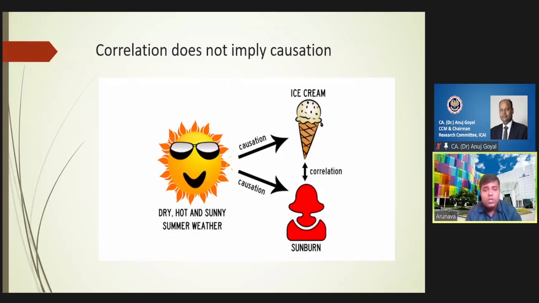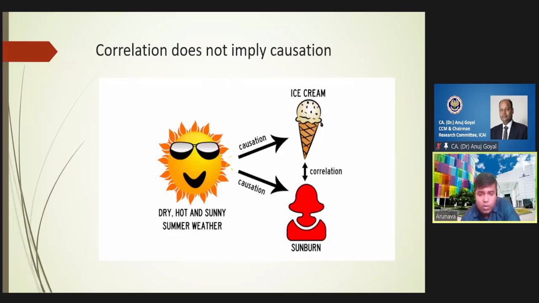So in this figure, you can see that the amount of sunburn and the amount of ice cream consumption both can increase and they can be correlated. But the real cause is the dry, hot, and sunny summer weather. Right? That is why it is happening. So it's not necessary that if two variables are correlated, they also have a causal relationship between them. And finding out a causal relationship has different applications.